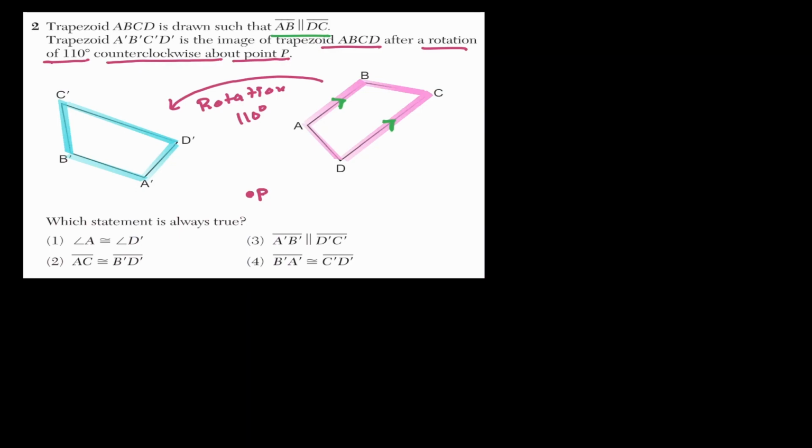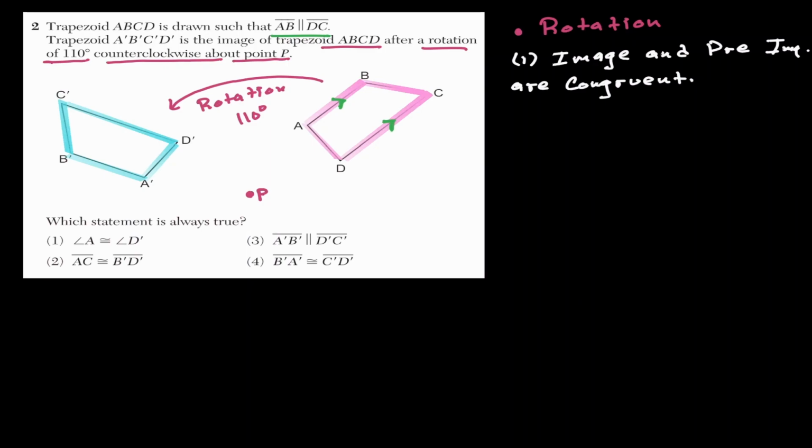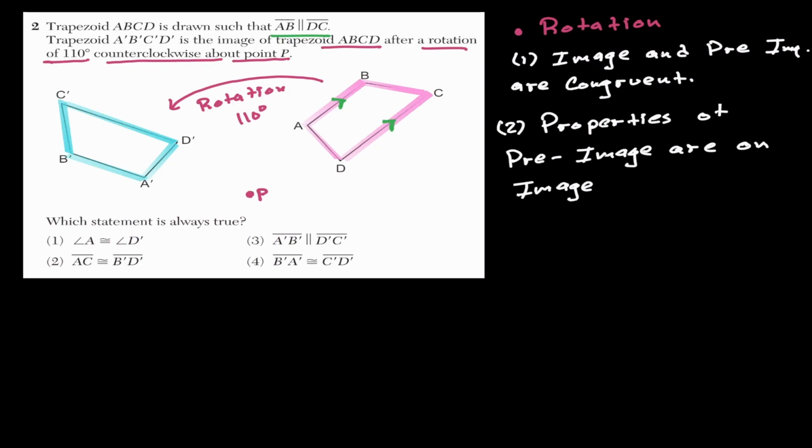Since rotation was the action that was performed, let's think about some properties that occur with rotation. Well, first, a rotation is a rigid motion. Therefore, the image will be congruent to the pre-image. And in addition, any property that we had on the pre-image, the image will have the same property. So let's combine these two ideas. Because AB was parallel to DC on the pre-image, A prime B prime will also be parallel to C prime D prime. And notice that that is option 3.